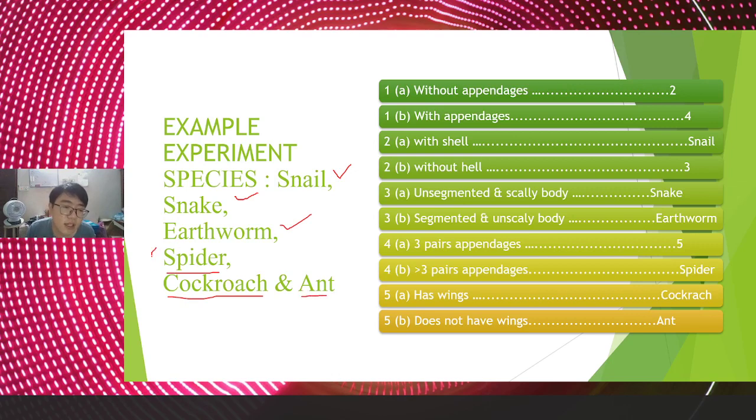So this one is considered as one group. Okay, snail, snake, earthworm, they are considered as one group. Okay, so we look at without appendage first.